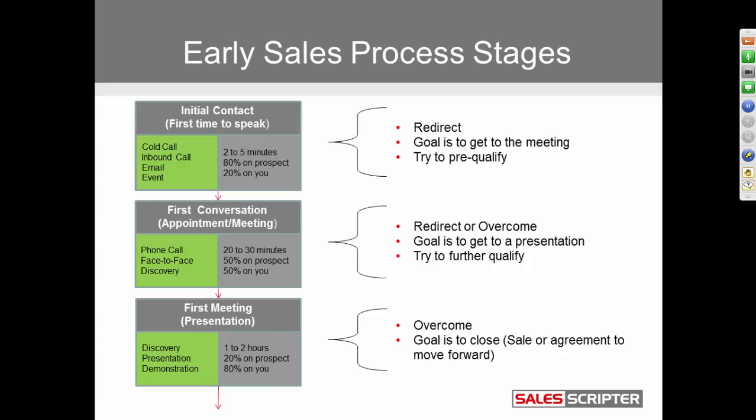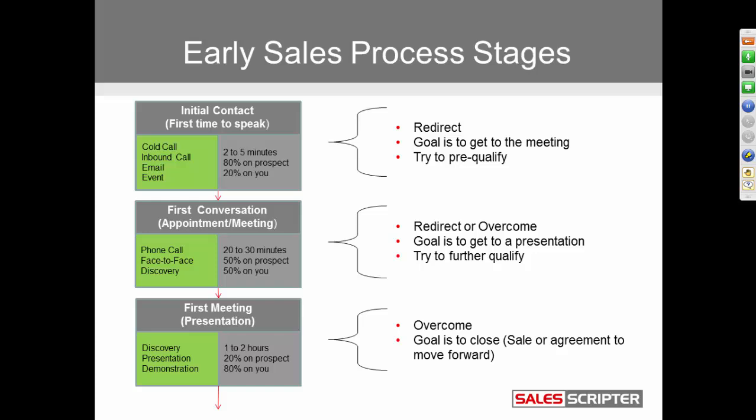Also, part of trying to overcome the objection is also part of really fully qualifying the prospect, meaning if the prospect has an issue that's going to prevent them from buying your product, you do want to identify that, and you do want to deal with that head on. But I don't need to deal with that in the cold call, because that's not really part of pre-qualifying.